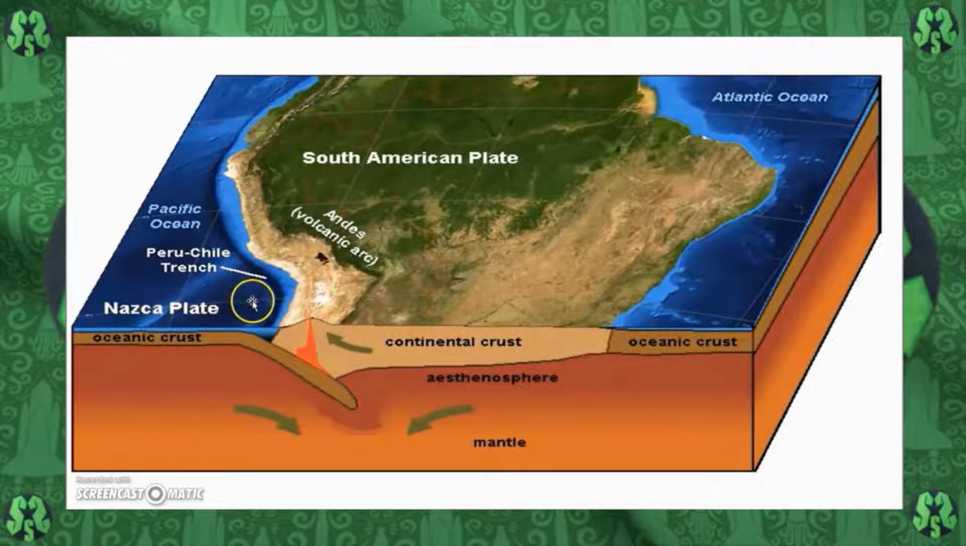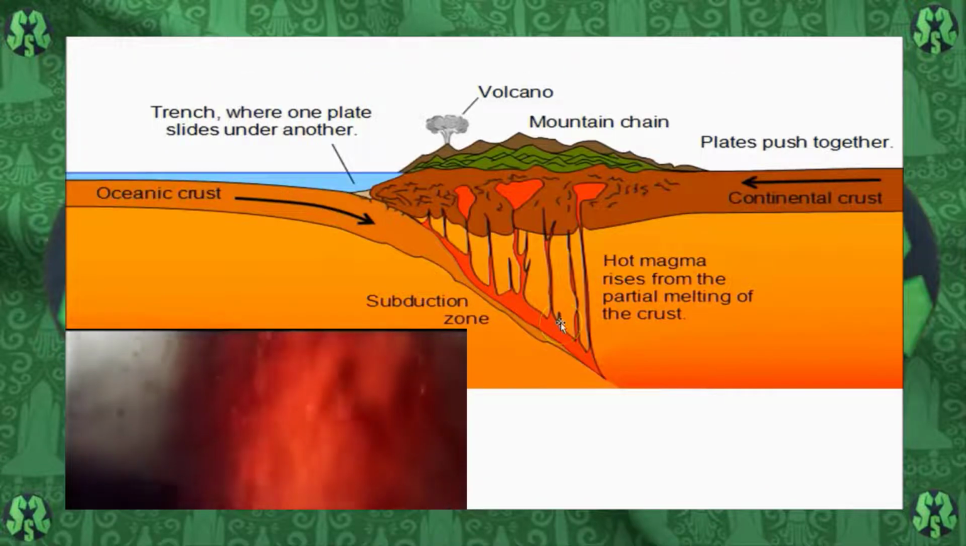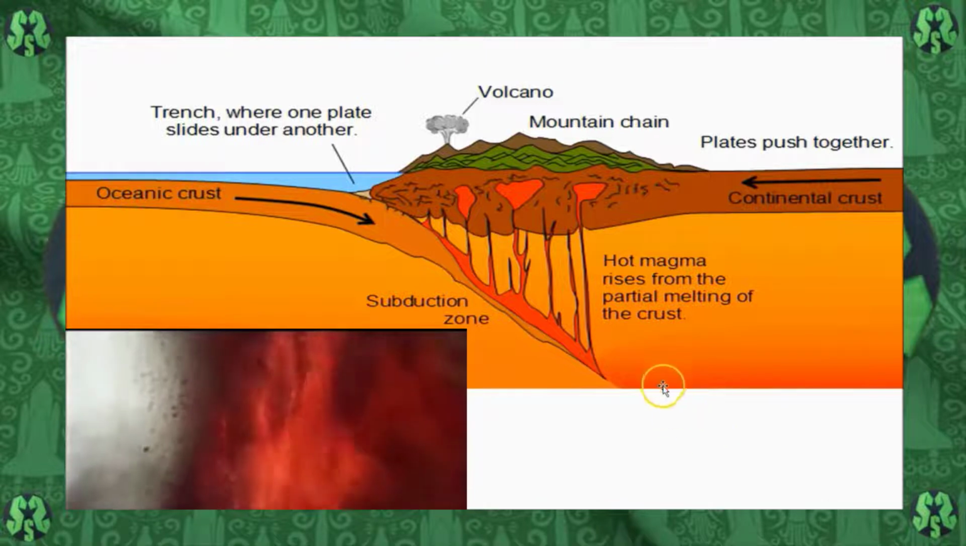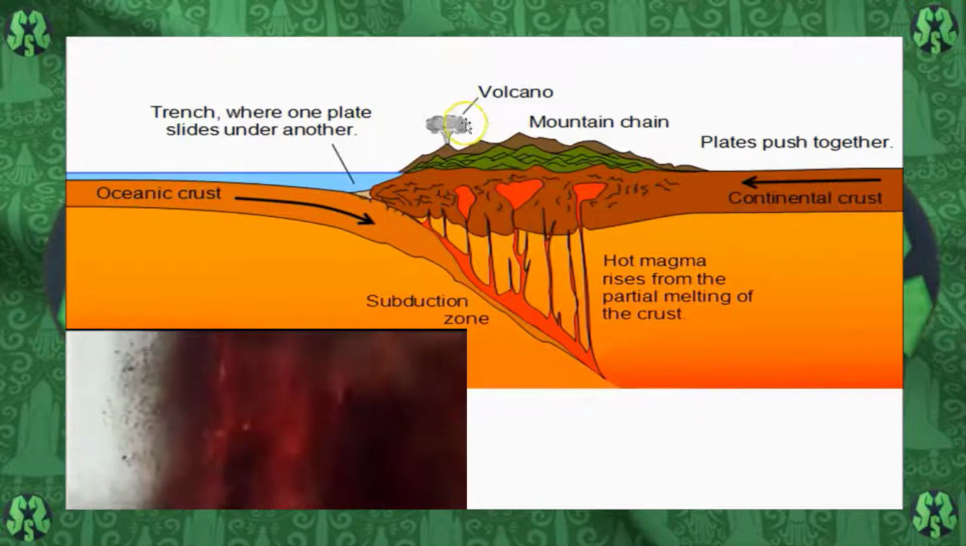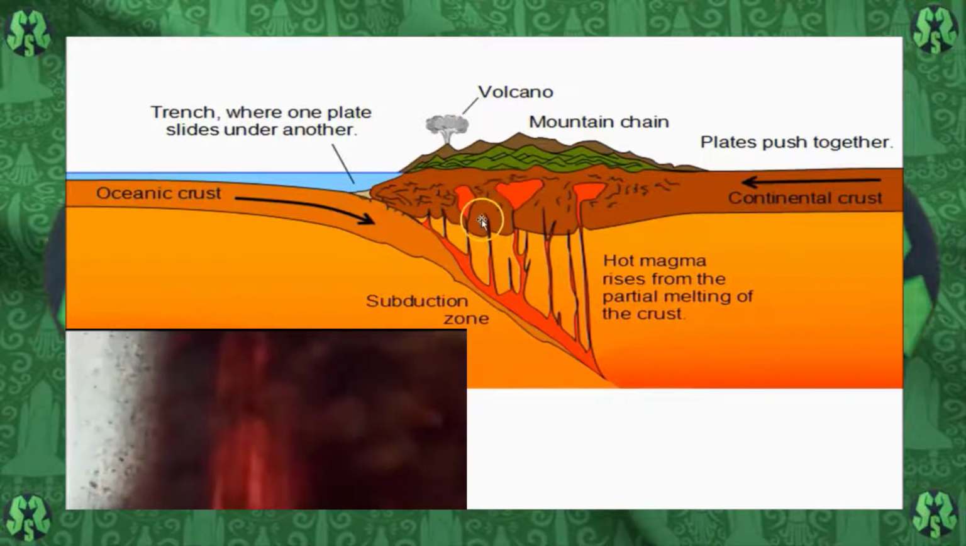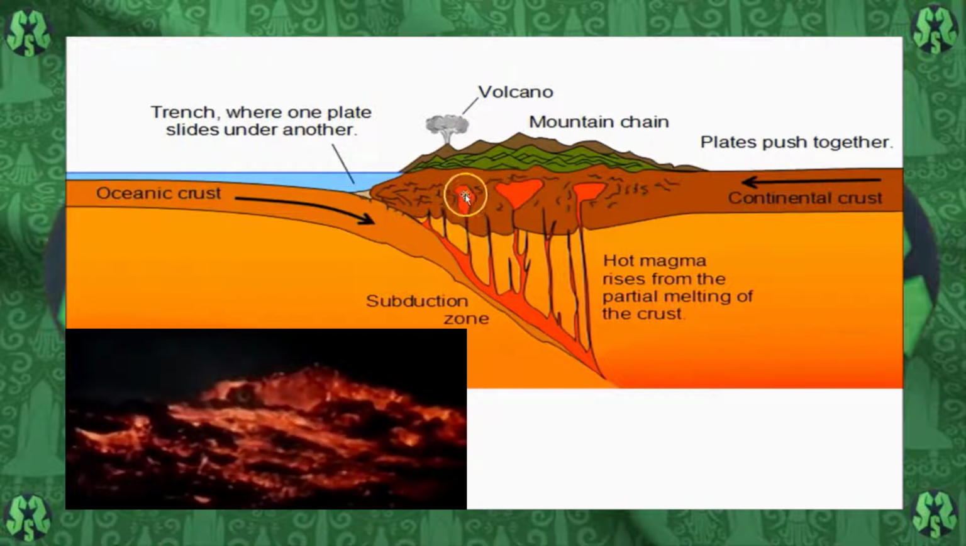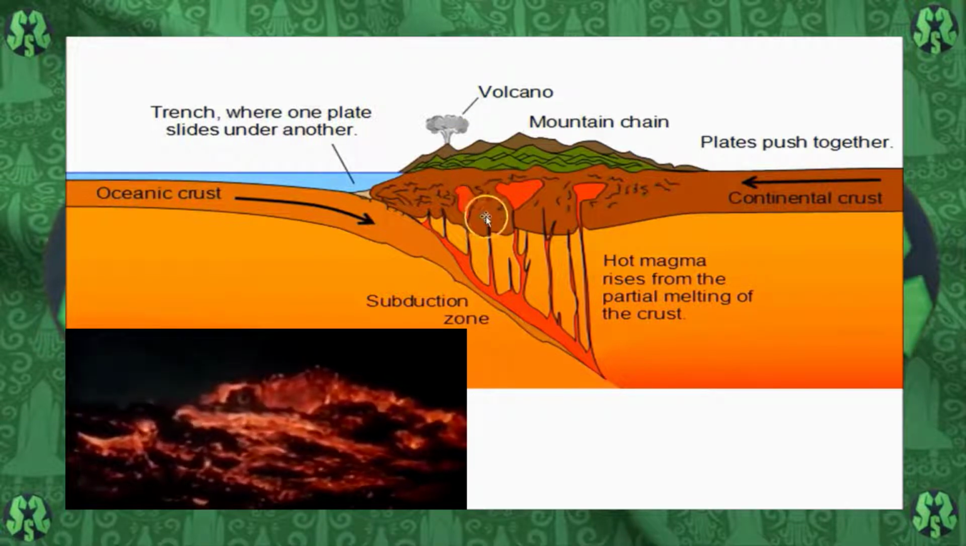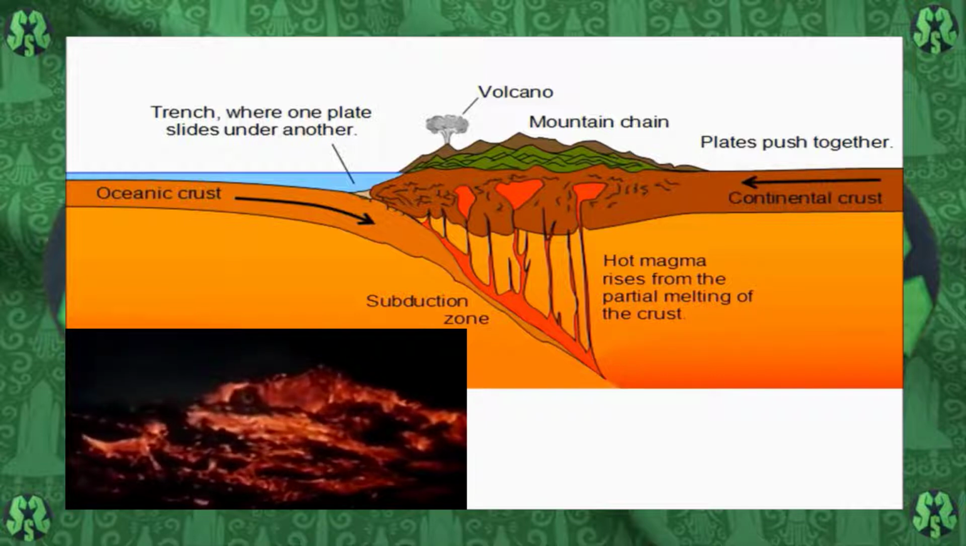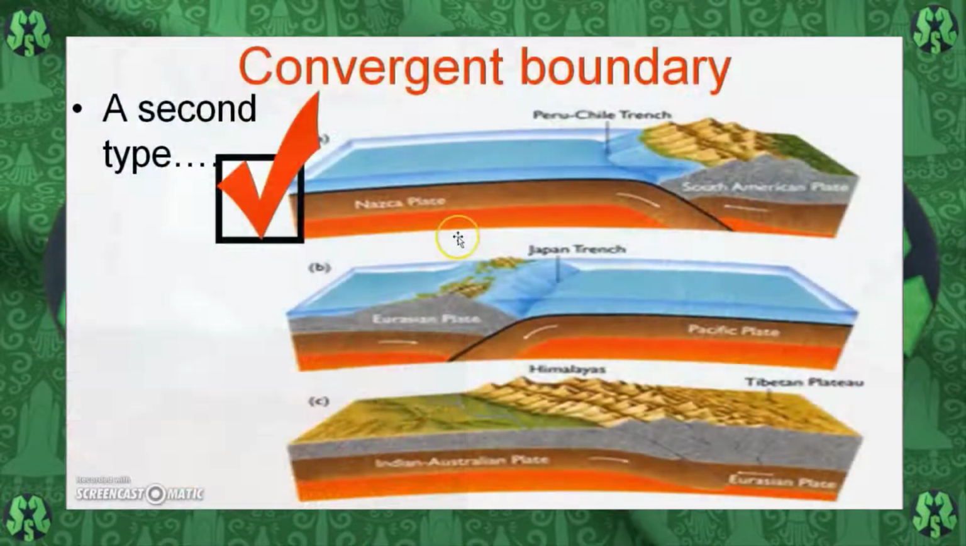Here's again the Nazca plate getting subducted underneath the South American plate as they converge on one another. One of the features you're going to notice at this convergent boundary is a lot of volcanoes. Here you see lava pressure building up, and that's going to bring magma and lava very close to the surface, and that's going to encourage the formation of volcanoes.